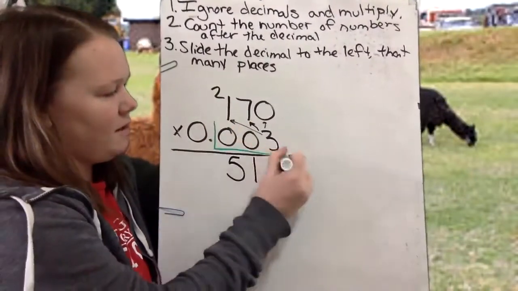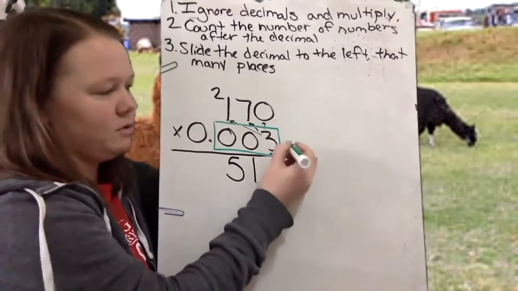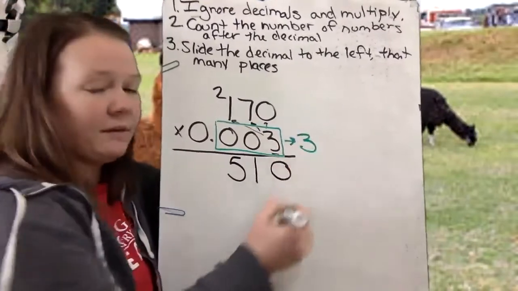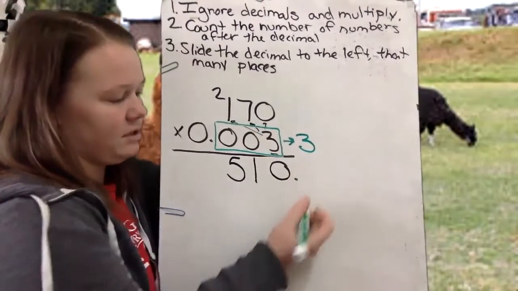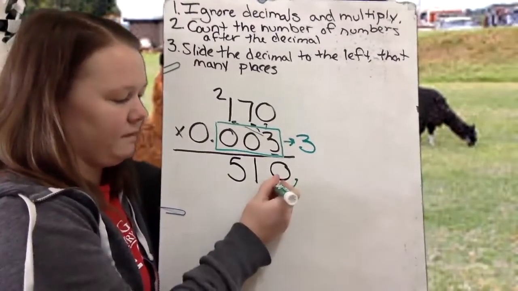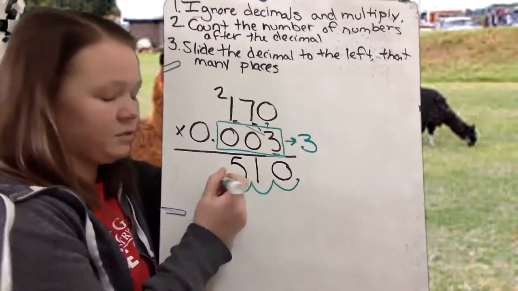So here they all are. How many numbers are after the decimal? Well, there's 3. So that means we've got to move our decimal over how many times? 3 times. So here it is right over here. We're going to slide 1, 2, 3. And that's where our new decimal is.